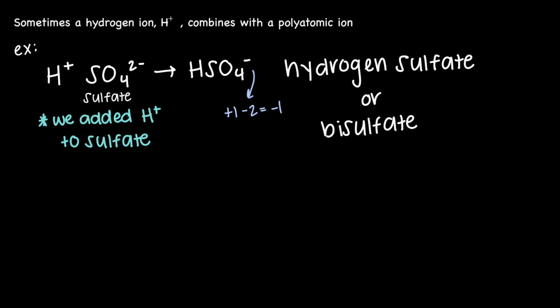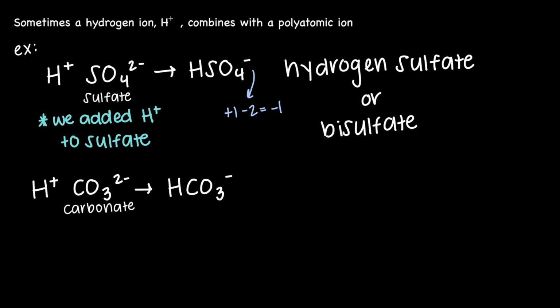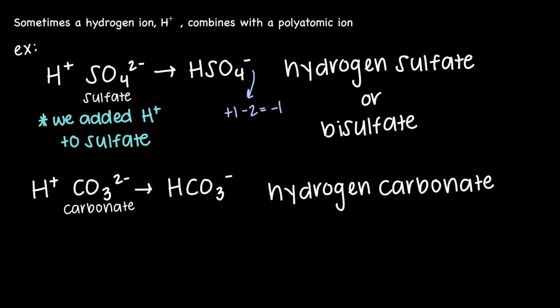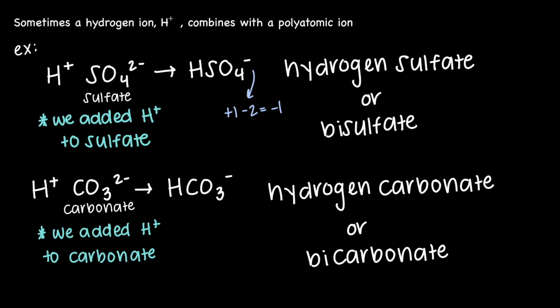The exact same idea works for carbonate. If we combine H+ with carbonate, we get HCO3-. This ion is called hydrogen carbonate, also known as bicarbonate. Again, we simply added one H+. The overall charge changes from 2- to 1-. Once you recognize this pattern, hydrogen sulfate, bisulfate, hydrogen carbonate, and bicarbonate become much easier to remember because they are all built directly from the parent polyatomic ion.